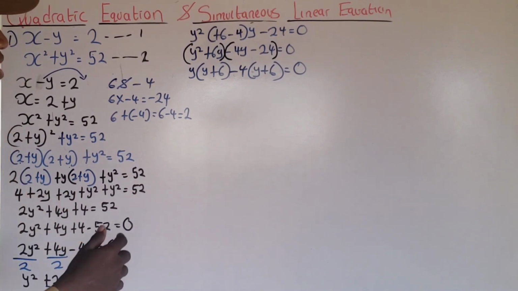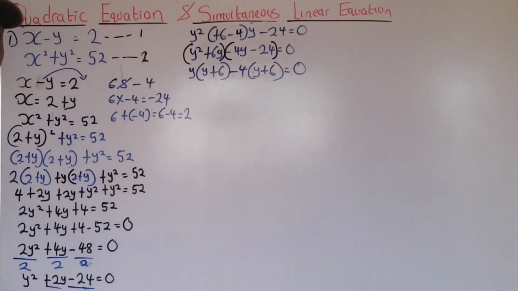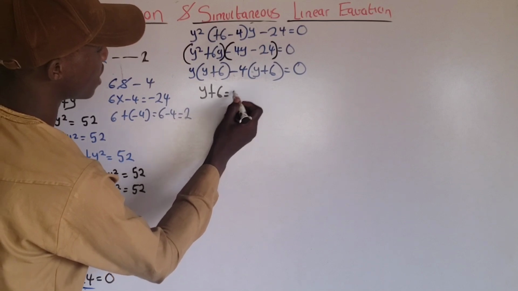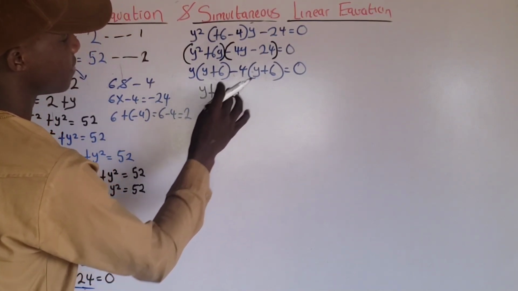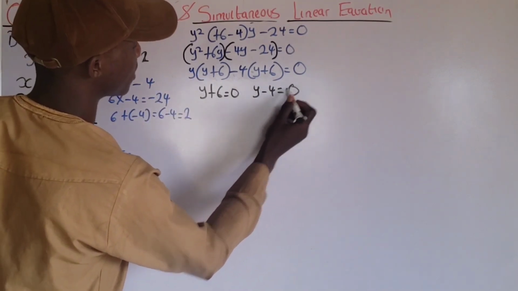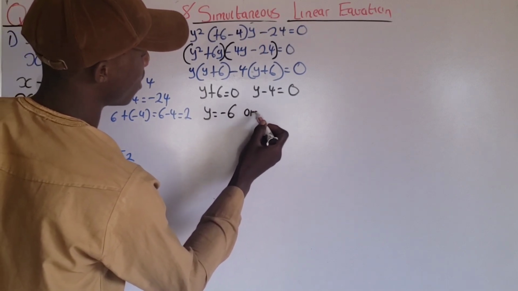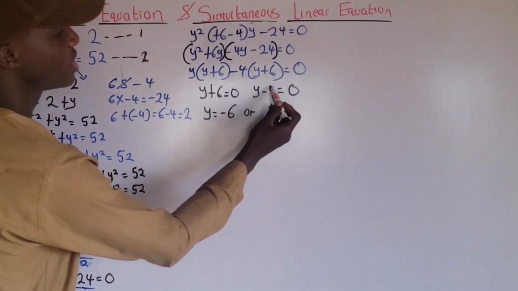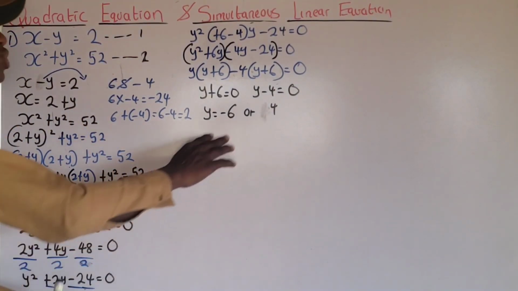Okay, so as you can see, we have y plus 6 and y plus 6 in both brackets. So I'm going to take one, so I'm going to have y plus 6 equals to 0. Then the other factor, y minus 4 equals to 0 as well. So here I'm going to have y is equals to negative 6 or positive 4. You understand? Because if this 4 crosses the equals to sign, the sign is going to change to positive. So these are the values of y.